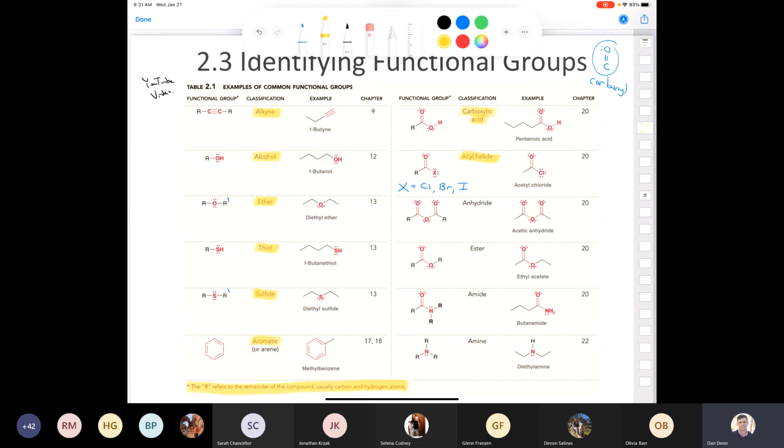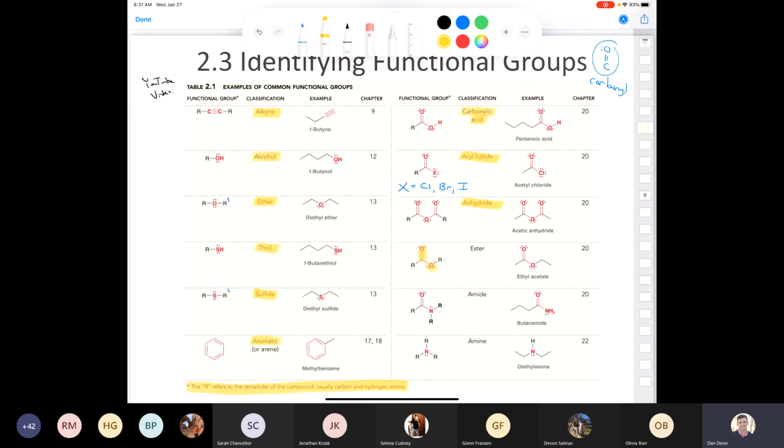The next one is an anhydride. So if you have two carbonyls and you have an oxygen in between them, we call that an anhydride. Next is an ester. Esters have really fruity smells, like apples and oranges and cherries and what else? Pineapple, things like that. Those are esters.